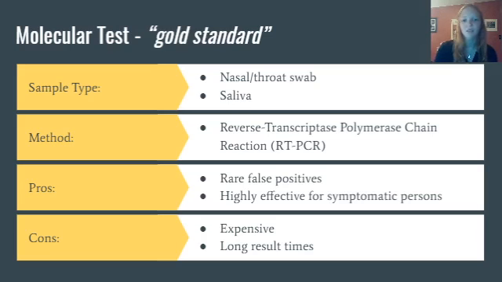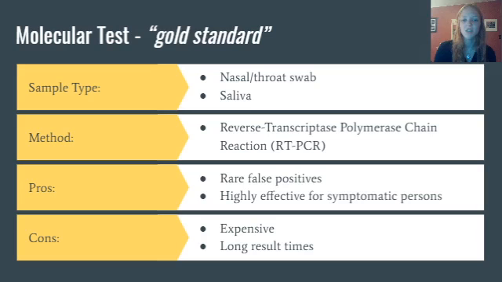This test often receives the title of gold standard since it's the most effective at identifying an active coronavirus infection. The sample type is often a nasal or throat swab, but recently saliva has been used. In fact, saliva is currently the testing medium for the UW diagnostic tests. The method used to detect the virus is named reverse transcriptase polymerase chain reaction, or RT-PCR for short. More on this in the next slide.